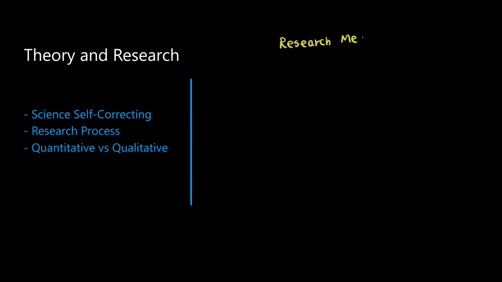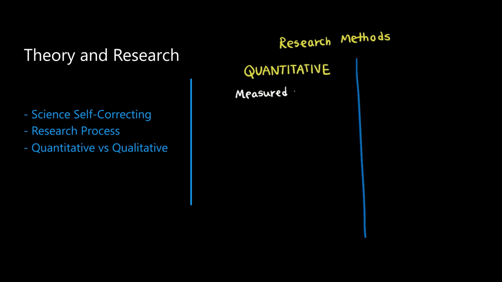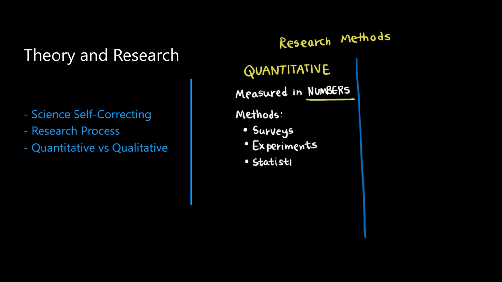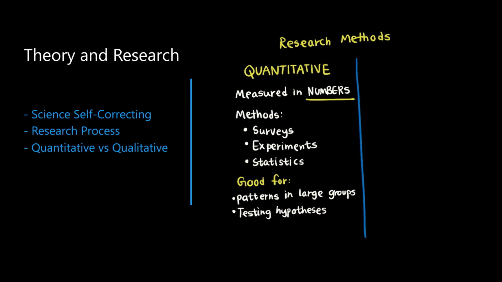Research methods can be quantitative or qualitative. Quantitative research deals with factors that can be measured in numbers. Surveys, experiments, and statistical analysis of existing data are all quantitative methods. This approach is great for identifying patterns across large populations and testing specific hypotheses about relationships between variables. If you want to know whether education level correlates with income, quantitative methods are the way to go.